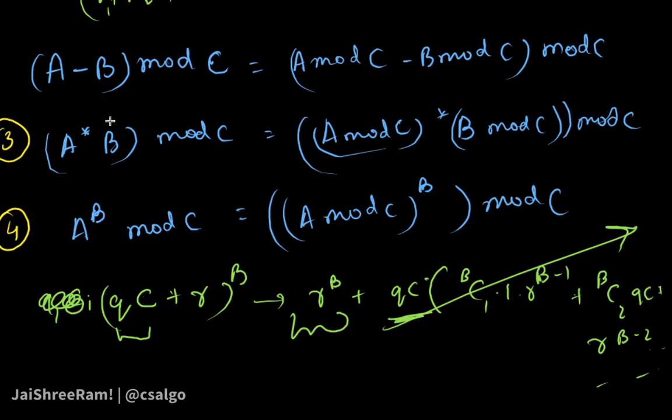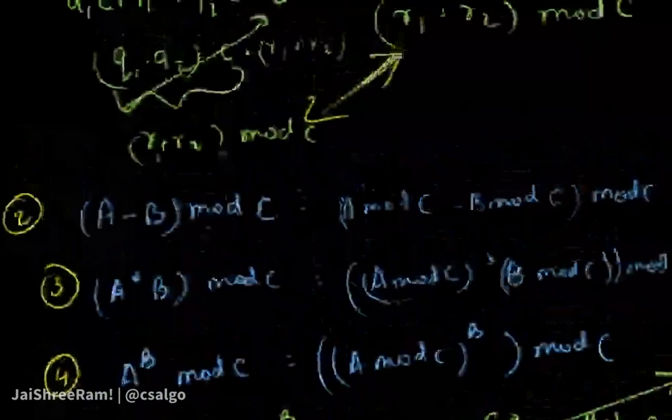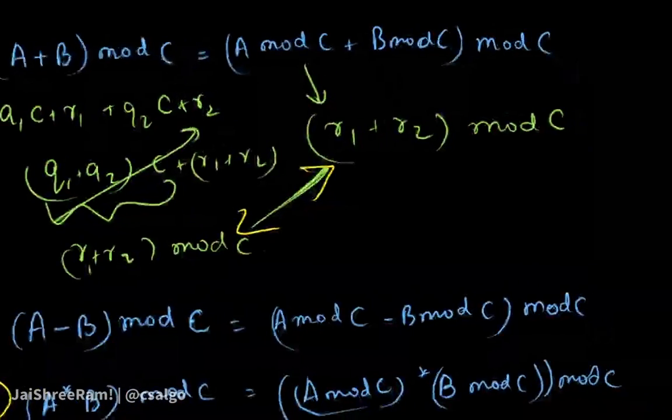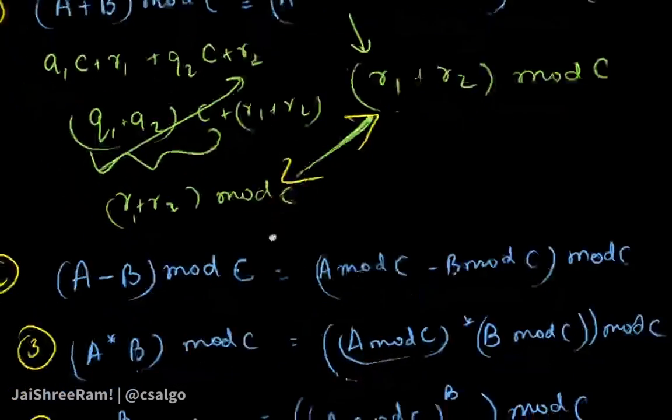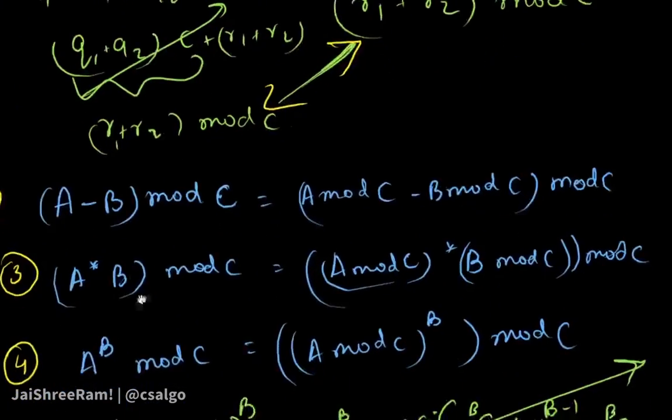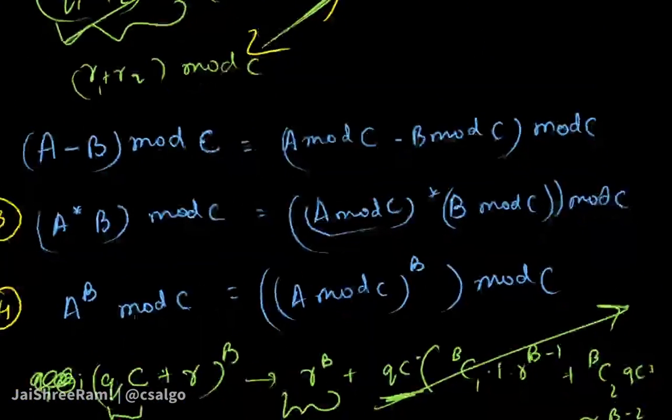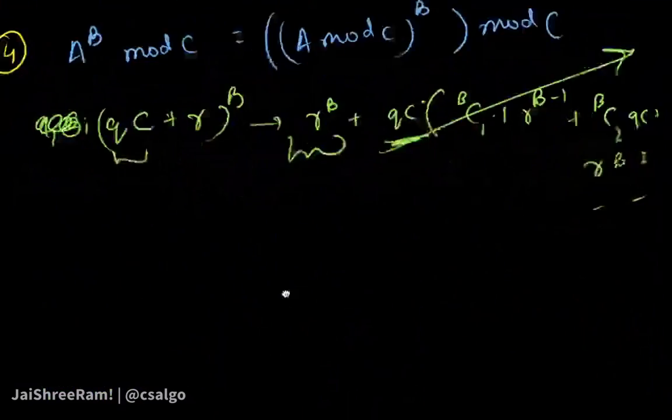So these are the properties. If you quickly revise: if you need to add two numbers, first take modulo and then add. If you need to subtract, take modulo and then subtract. If you need to multiply, first take modulo and then multiply. If you need to take a power, you can take the modulo inside the base first and then get the power. Okay, so these are the properties.